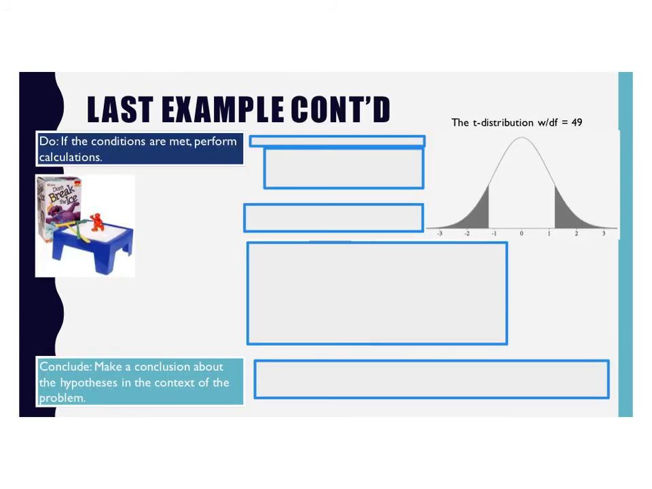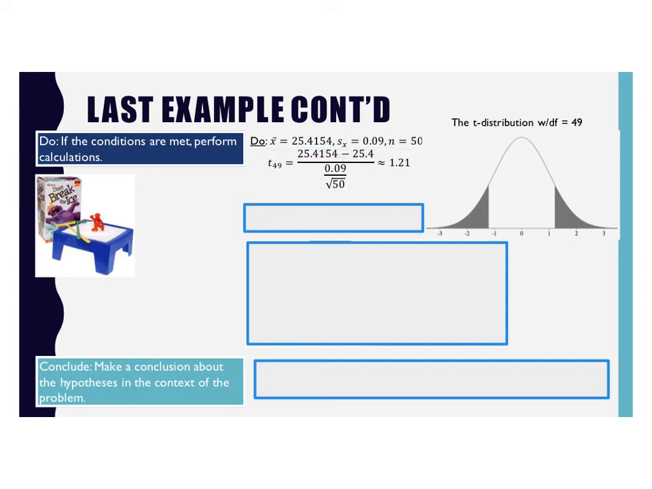Our third step is the do step, and this is where we perform our calculations. Remember, I don't have all the data, but I'm given in the story that the sample mean is 25.4154, standard deviation of 0.09, and n is 50. Remember, we've identified that the t-distribution is going to have 49 degrees of freedom. If we find our test statistic, we take our sample mean minus the null divided by the standard error. And we should get something about 1.21.